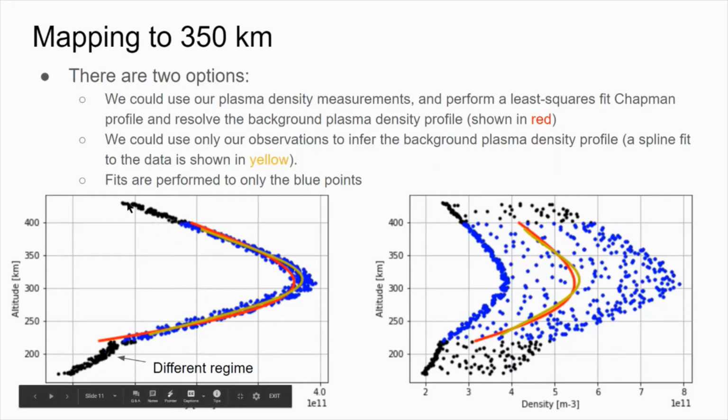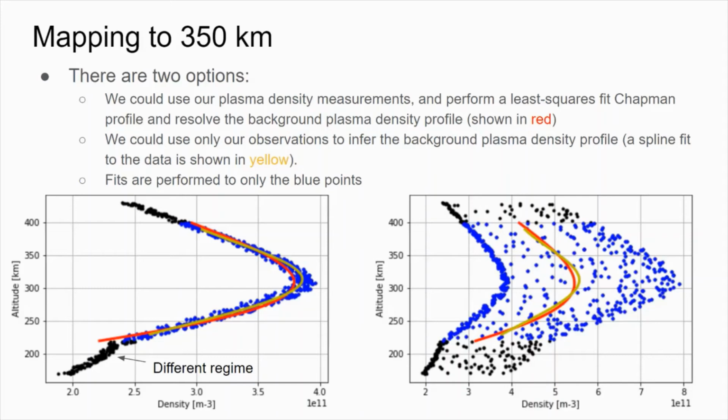As well, I'm not going above 400 kilometers because I don't want to go above where ISR observations are known to be the most reliable, which is between 200 and 400 kilometers, or if you're looking at the F region, that is, if you're using long pulse data, which I will be.